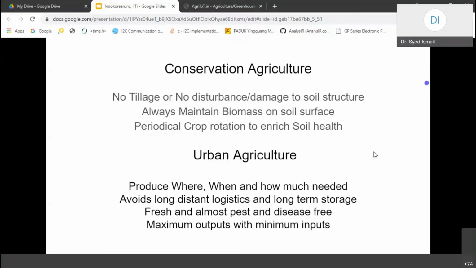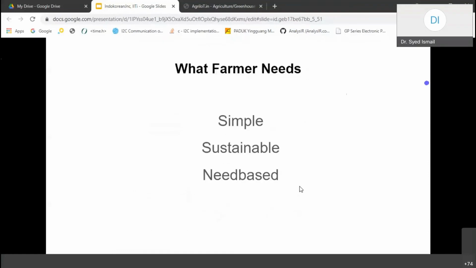There are 3 principles of conservation agriculture: no much disturbance to the soil structure, always maintain some cover on the soil so the soil is not exposed to the open air, which helps the environment, and periodical crop rotation. We cannot grow the same crop. That's another problem, monoculture, India has a problem. Urban agriculture, already explained, is one of the important things we have to consider for Indian need.